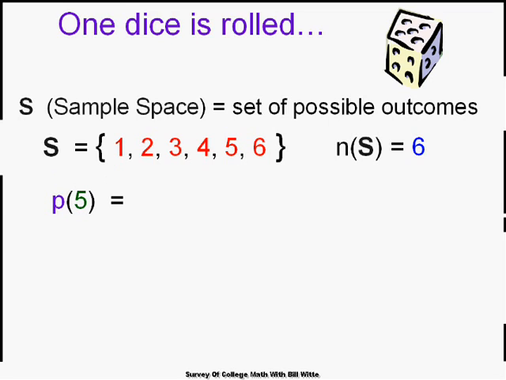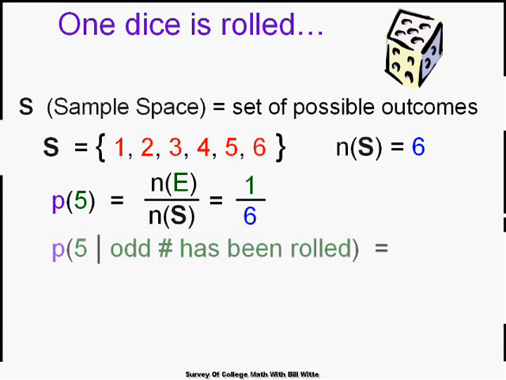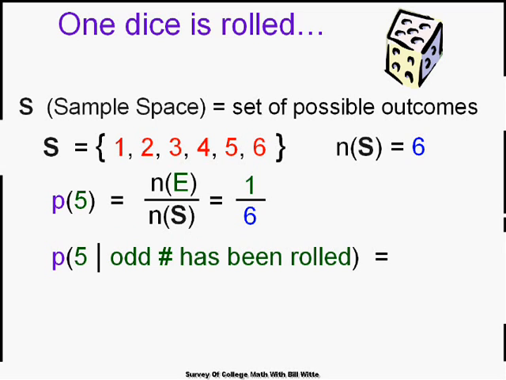So the probability of getting a 5 is the number of ways of getting a 5 over the sample space. So how many ways can I get a 5? Only 1. So the probability of getting a 5, quite simply, is 1 out of 6. I think you already knew that. Wait a minute. What if I said I want the probability of 5 given that an odd number has already been rolled? Now, I have some new information. The new information is that an odd number has been rolled.